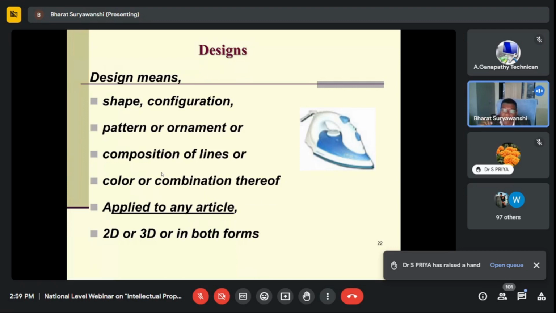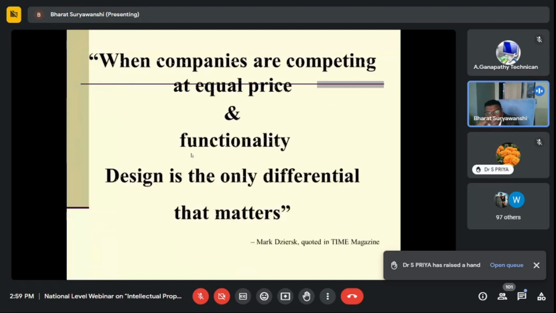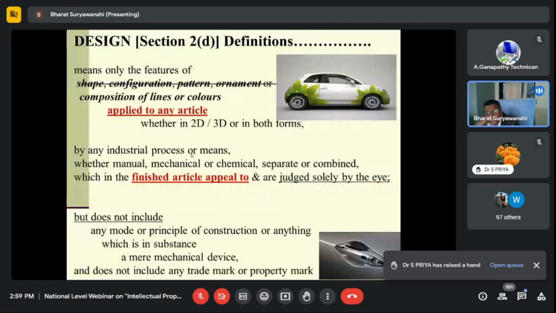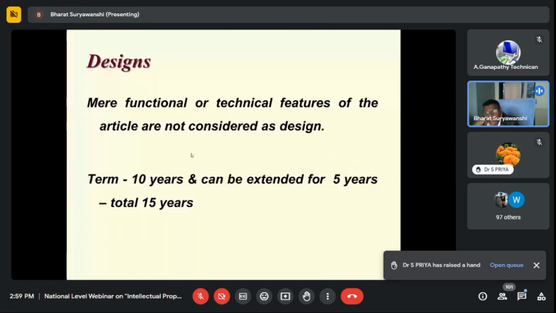So, any comments? I have taken the example of an iron box. You can check your iron box. The design is different. You can check this bottle design. This is a design. So both are different designs. You can check mouse design. You can check pen and pencil design. So anything which looks beautiful, that's a design. Plus design, brush design, car design, handle design, fan design, AC design, washing machine design.